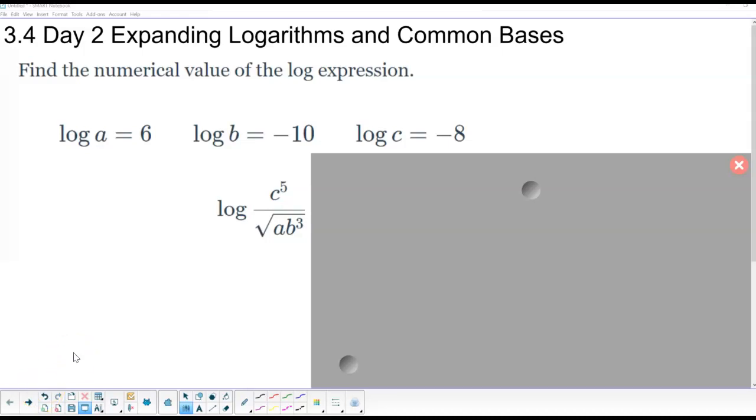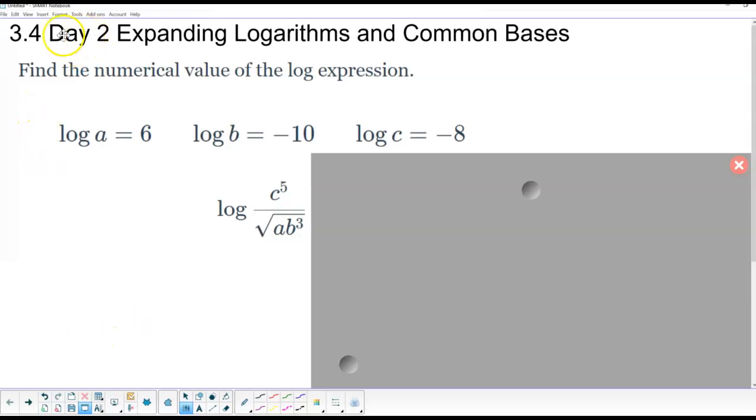It's not Miss Dwyer. So what we're going to do today is do 3 quick examples about expanding logarithms and then common bases and how we can use those to simplify and solve some problems. So we've got 3 different problems. Find the numerical value of the log expression.